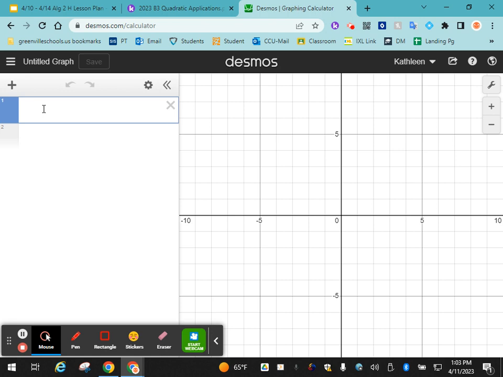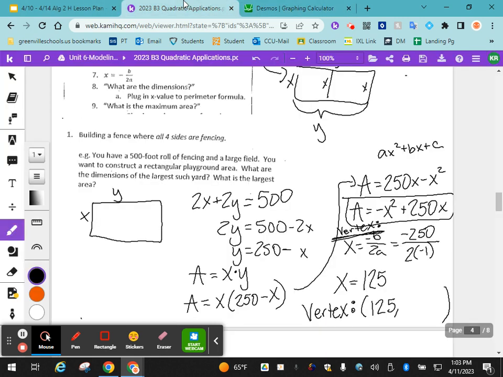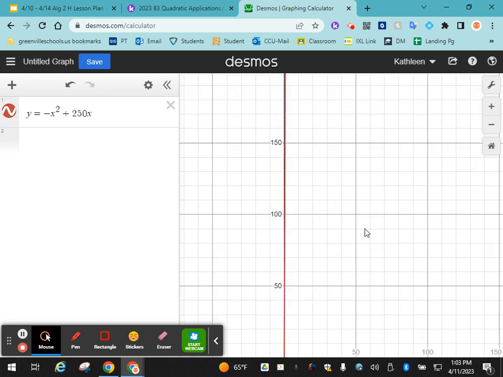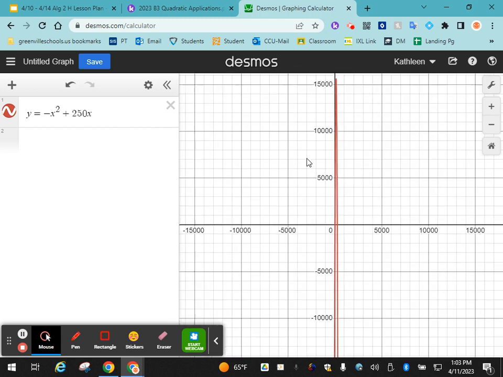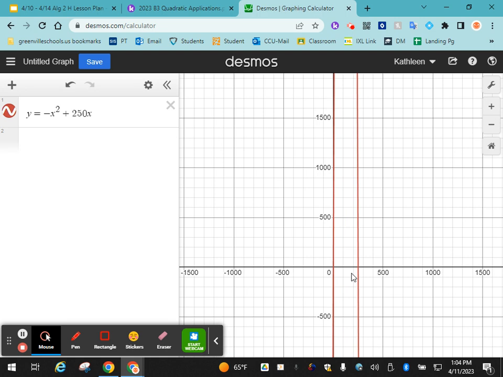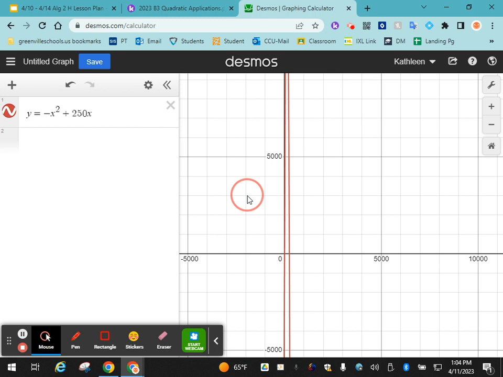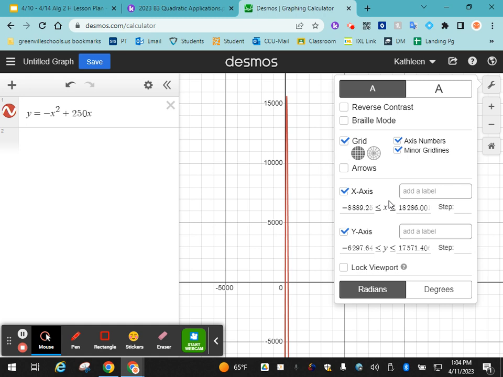Y equals -x squared plus 250x. Zooming out. There's my maximum. I'm gonna do 0 to 300? It's like 40,000. It's not 40,000.